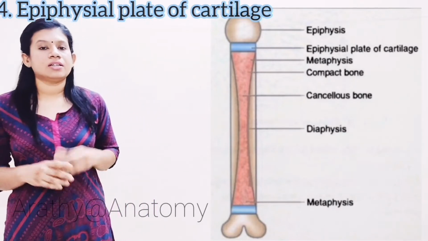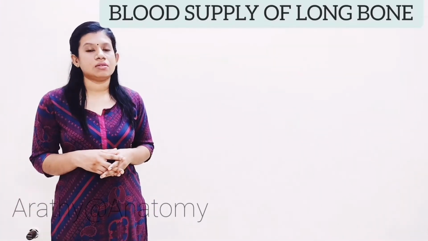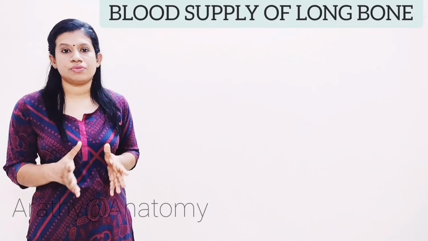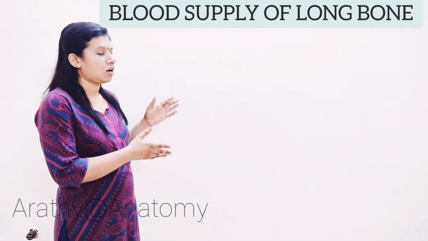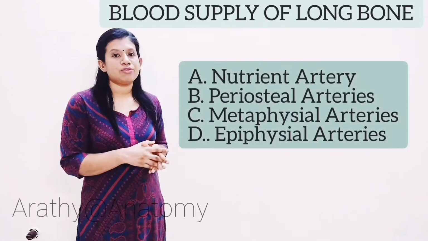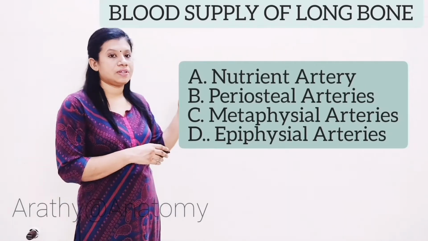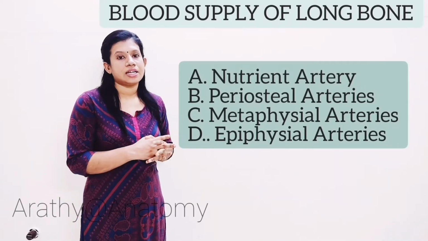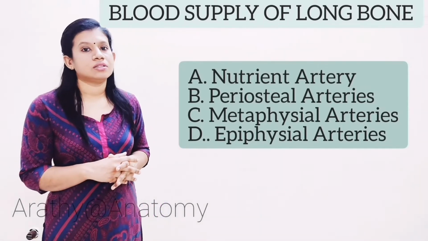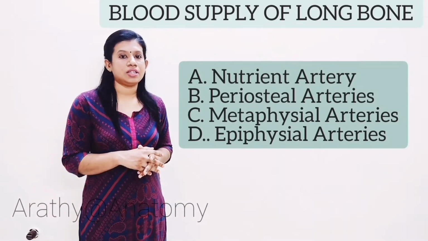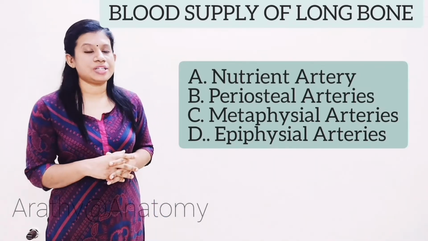Now moving on to the next topic, that is about the blood supply of long bone, which is also very important. So if you see the long bone, it is mainly supplied by 4 vessels. That is the first one is called the nutrient artery. The second one is called the periosteal artery. The third one is called the metaphyseal artery, and the fourth one is called the epiphyseal artery.